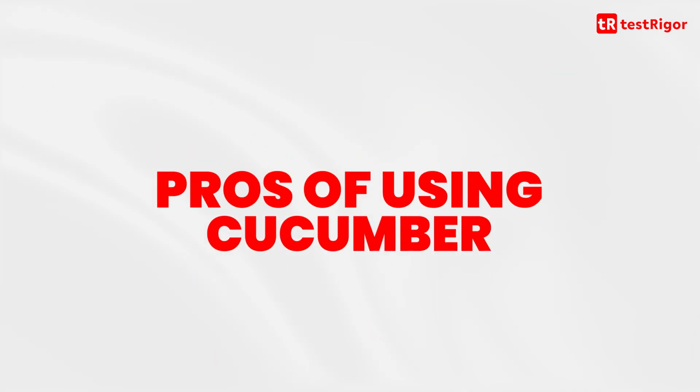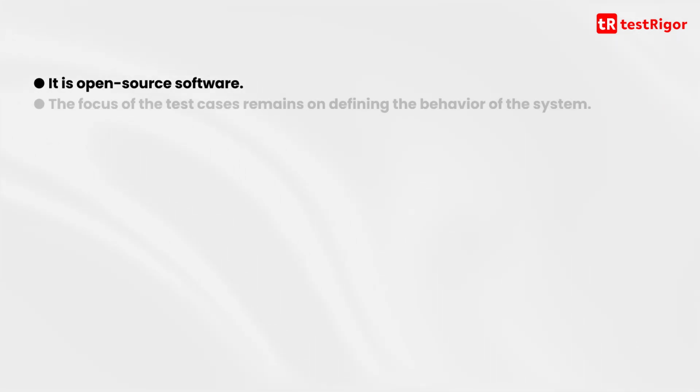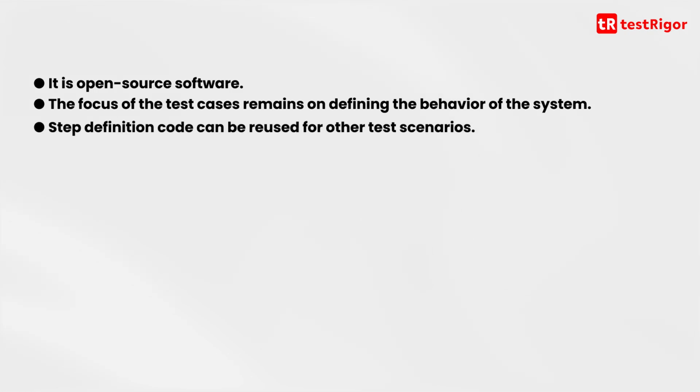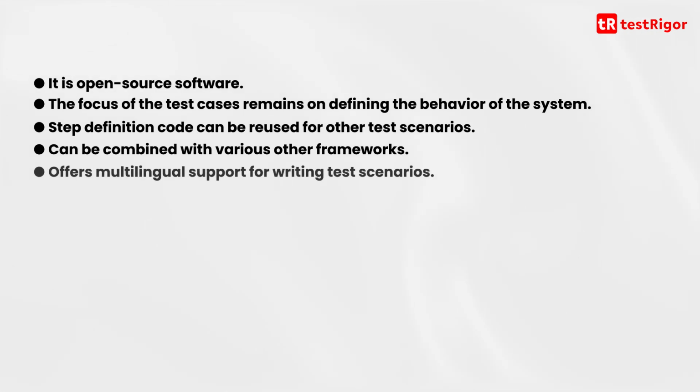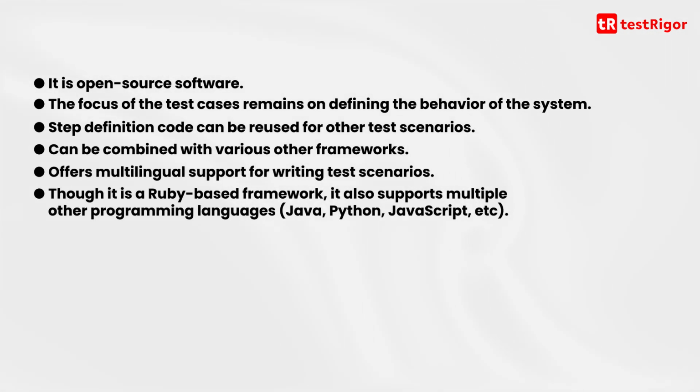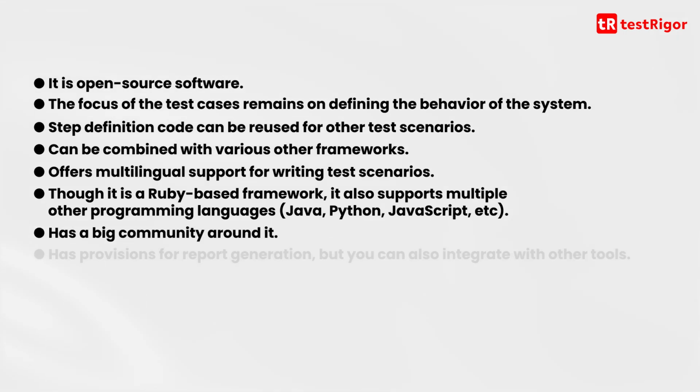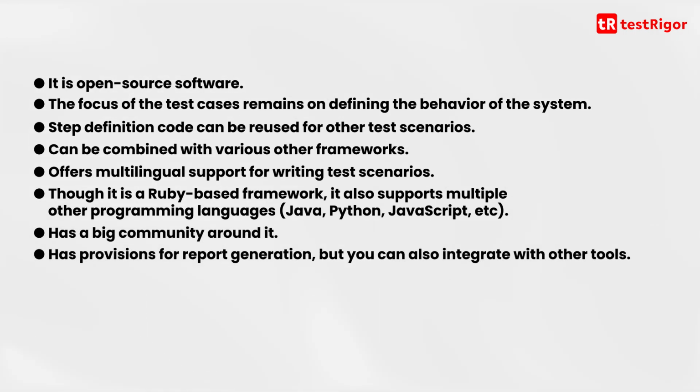Pros of using Cucumber. It is open source. The focus of the test case remains on defining the behavior of the system. Step definition code can be reused for other test scenarios. Cucumber can be combined with various other frameworks. Cucumber also offers multilingual support for writing test scenarios. Though Cucumber is a Ruby-based framework, it also supports multiple other programming languages like Java, Python, and JavaScript. Cucumber does have a pretty big community around it, and Cucumber also has provisions for report generation, but you can also integrate with other tools.